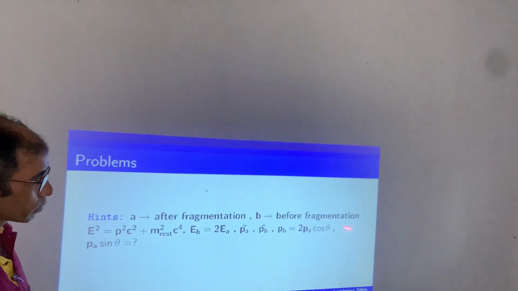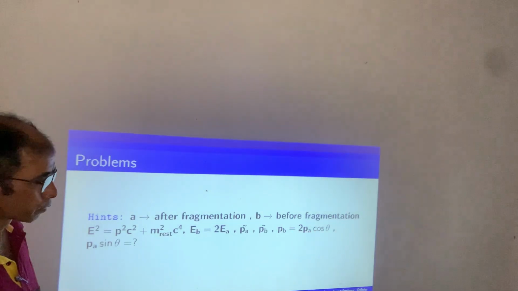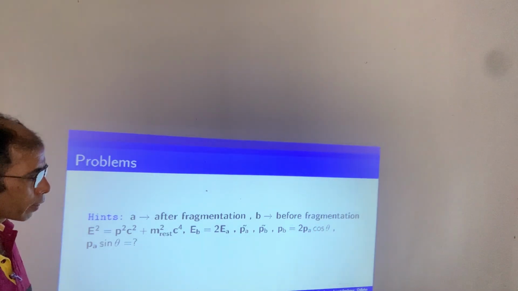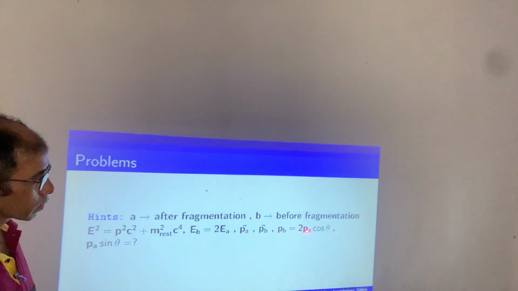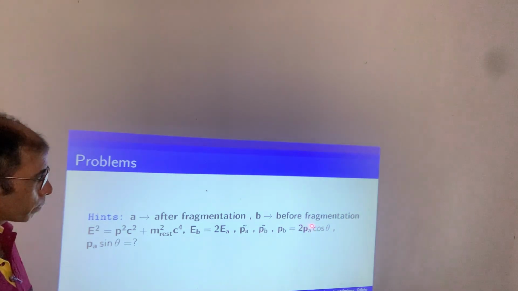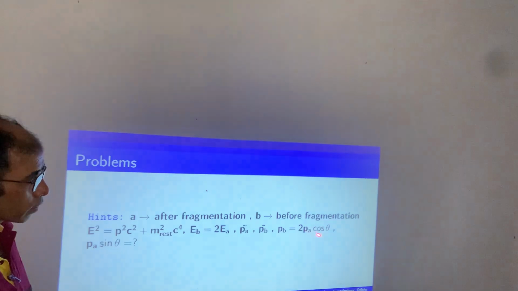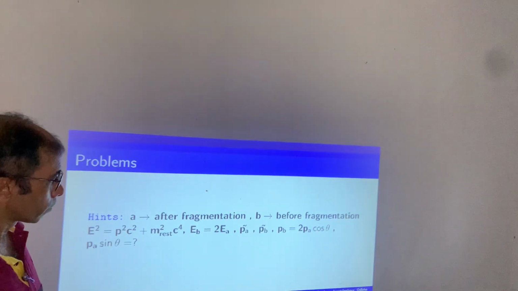Now we will use this relation: P_B is equal to twice P_A cos theta. And you can square it. So P_B squared is equal to 4 P_A squared cos squared theta. Now again, we have found P_A squared in terms of P_B squared, so we can find cos squared theta in terms of P_B squared. Right?